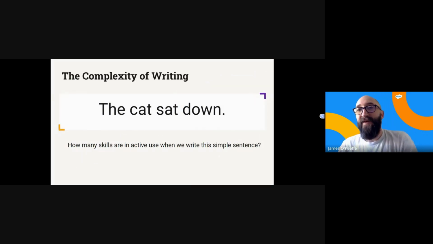So let's start by considering what is involved in writing. We're just going to pause to consider how many skills you think there are in use at one time when we write this simple sentence. Now, depending on how you choose to group the skills and concepts, you might all have slightly different answers. But what we do know is that writing is complex, and there are multiple strands of knowledge and skill in use at the moment of writing, even a very simple sentence such as this one.